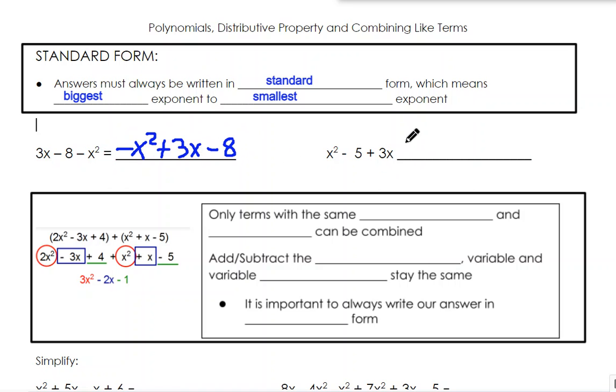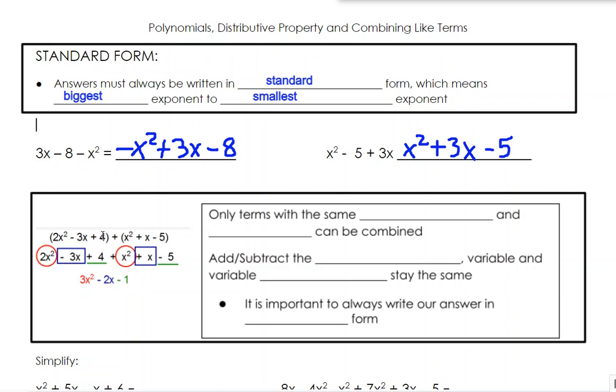Go ahead, pause the video and try this one on your own. See if you can write this one in standard form. Hopefully you paused the video and wrote this in standard form, but here it is: x squared plus 3x minus 5. So we're putting all of our variable terms first, in order from the biggest exponent to the smallest exponent, and then our constants, our just numbers, go at the end.